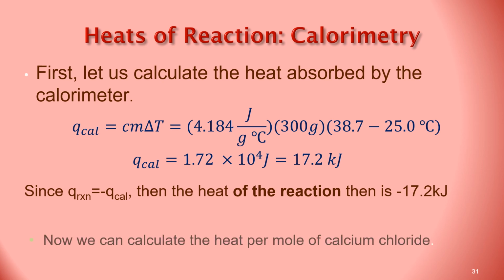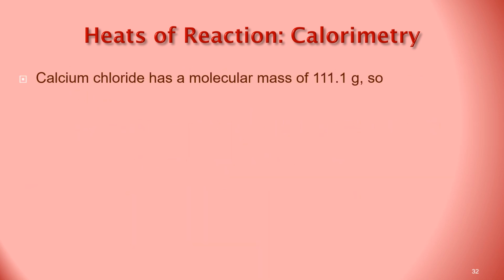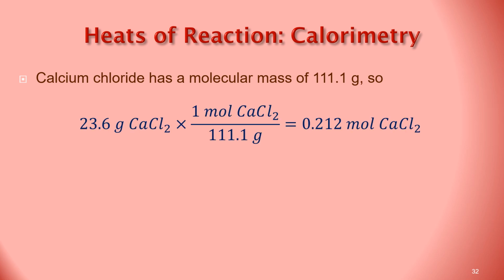Now, that is the heat given off for the dissolving of the grams of calcium chloride, but the question asked, what is the heat of the reaction per mole? Heat per mole. So what we have to do is take the heat for all of it and divide by the number of moles of calcium chloride that was dissolved. Calcium chloride has a molecular mass of 111.1. So the 23.6 grams of calcium chloride is the same as 0.212 moles. So that heat that was released was for 0.212 moles.